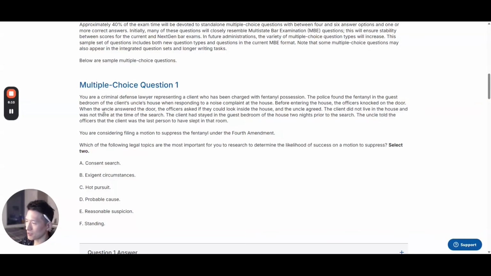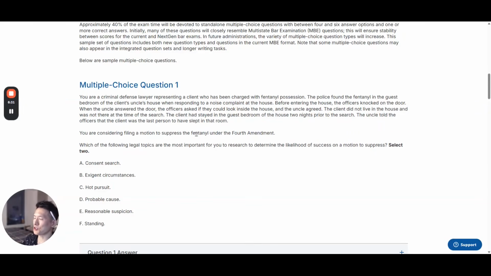He or she was not there at the time of the search. And your client was in the guest bedroom 2 nights prior to the search. The uncle told the officers that your client was the last person to have slept in that room. And now you want to try to suppress the fentanyl as evidence under the Fourth Amendment.